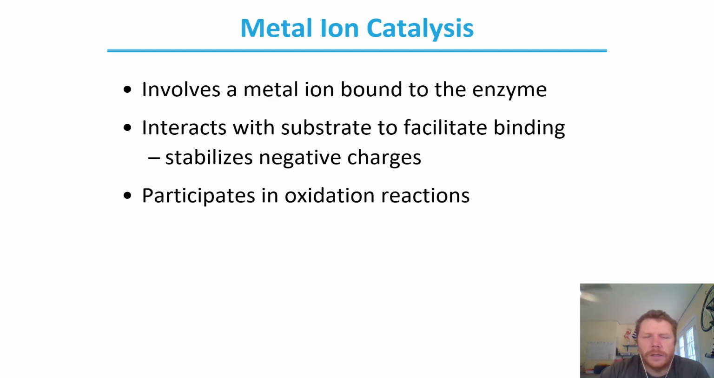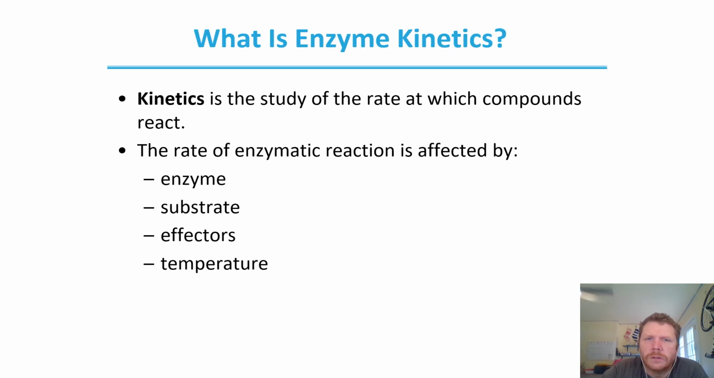Now, metal ion catalysis, well, lo and behold, it requires a metal ion bound to the enzyme. This is going to interact with the substrate to facilitate binding and stabilize any sort of negative charges. These are largely going to be participating in oxidation reactions, but they also could participate in reduction reactions.